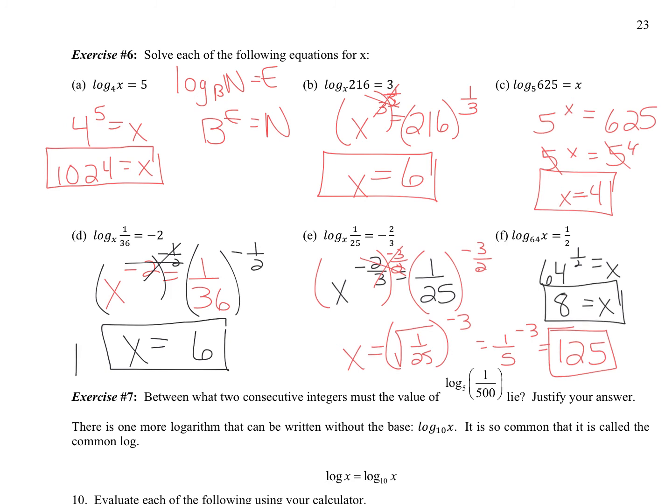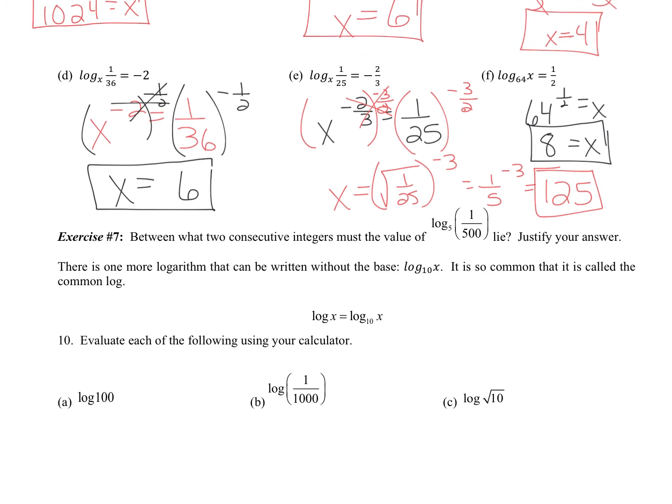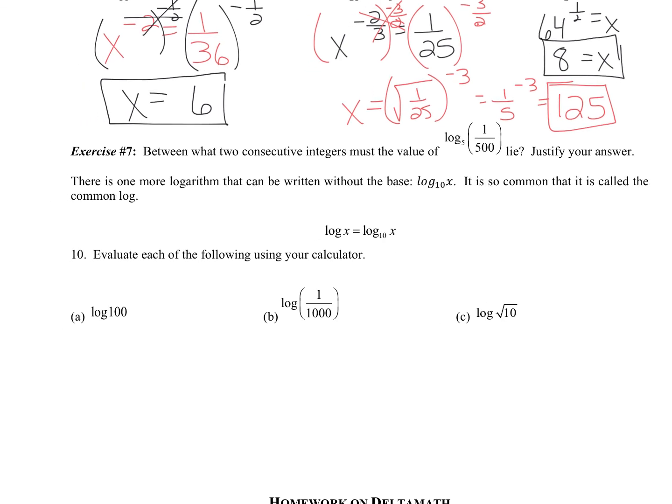The packet is a little messed up right here. So exercise 7, and if you're watching this in the future, I will have fixed this. Exercise 7 is kind of smashed in here. It says, between what two consecutive integers must the value of log base 5 of 1 over 500 lie, justify your answer. So I'm actually going to make a section over here, and we'll do the work right here.